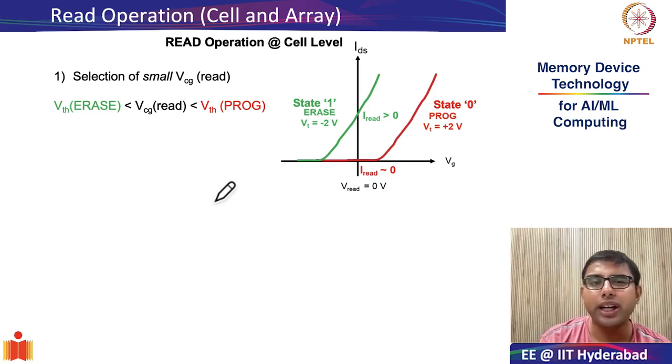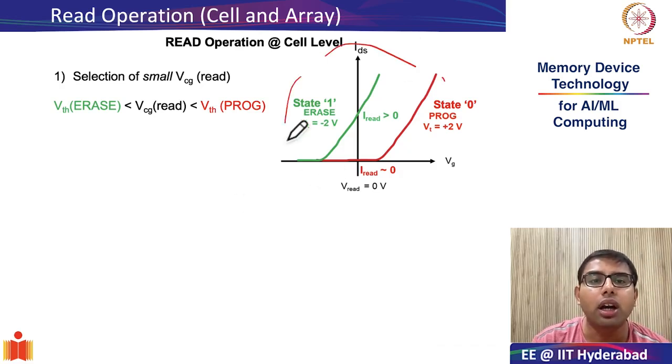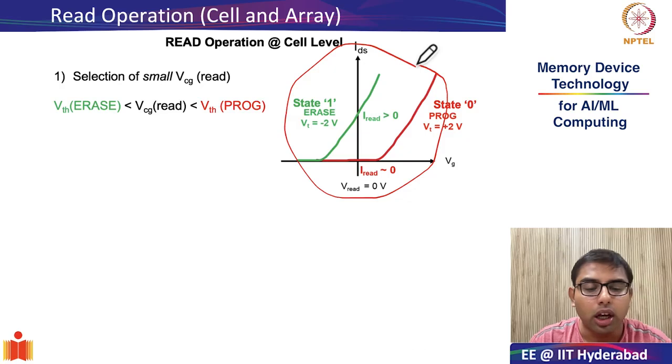The read operation is something that we have been discussing for quite some time. The read operation at the cell level should be fairly intuitive to you, but let's go over it. The best way to understand the read operation is to look at the transfer characteristics of the flash cell, both in erase and program state, and that is what I have done in the ID versus VG curve.